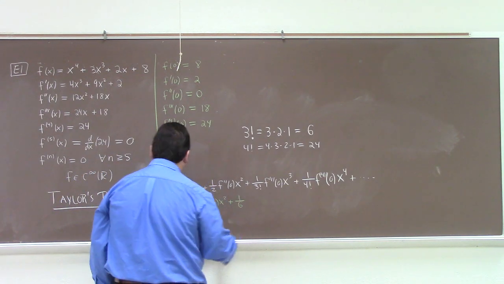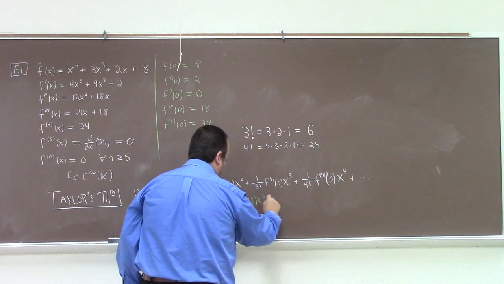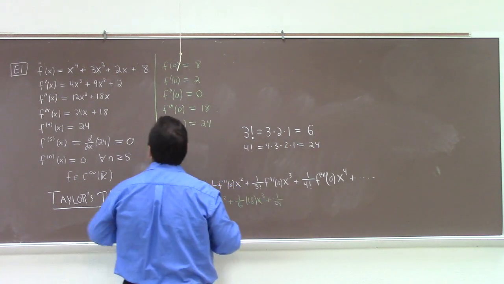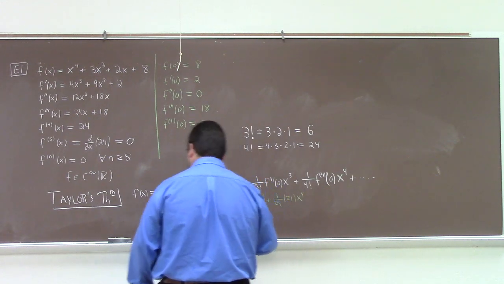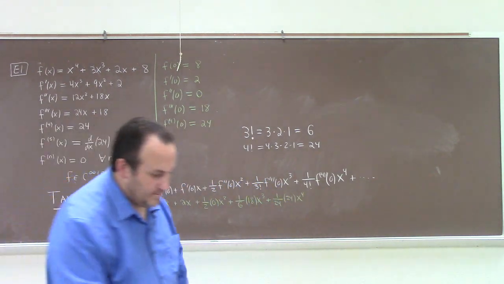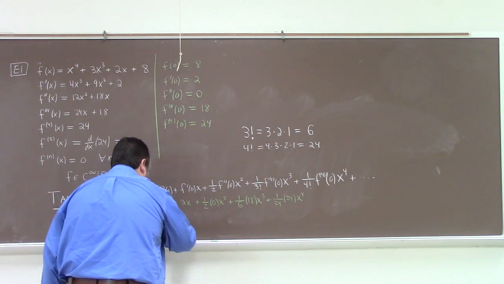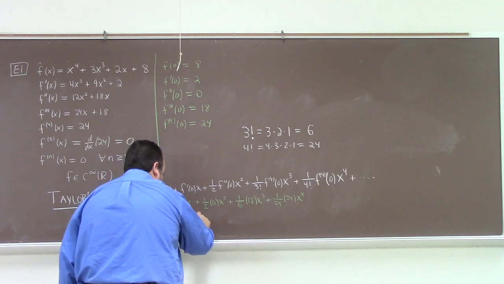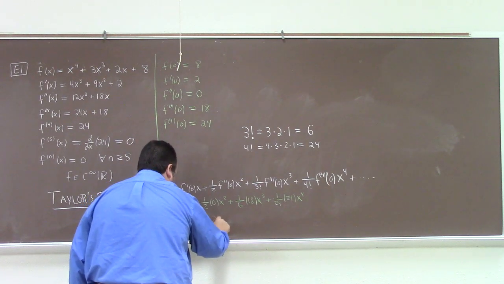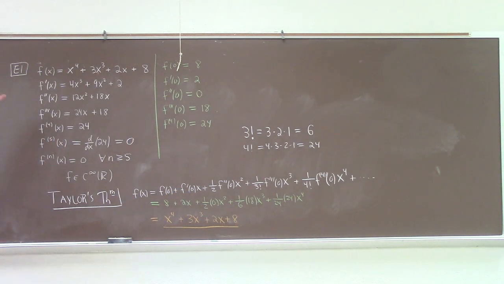1/6. The third derivative at 0 was 18, and then 1/24. The fourth derivative at 0 was 24. I'll rewrite that. So what we got is x to the fourth plus 18 over 6 is 3, x cubed plus 2x plus 8, which of course is exactly what we started with.